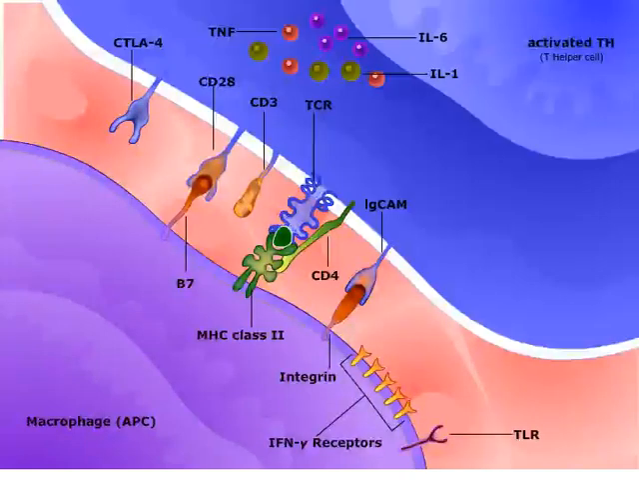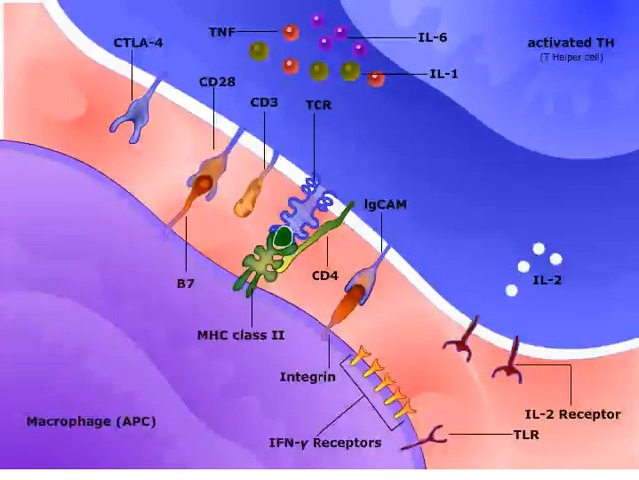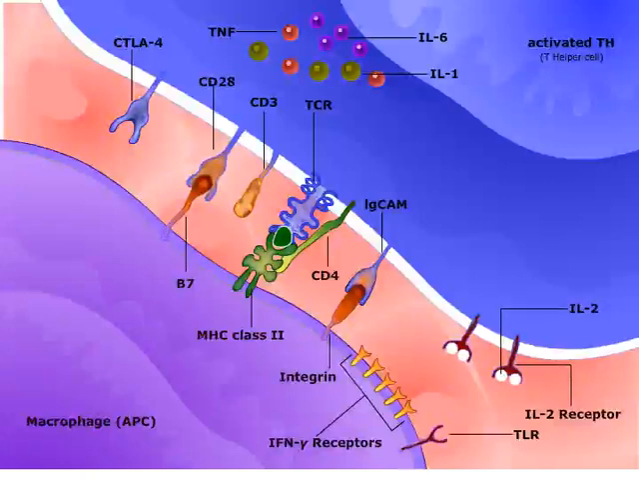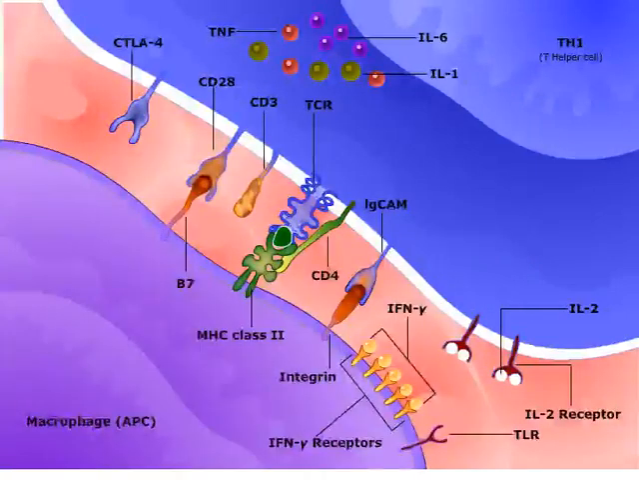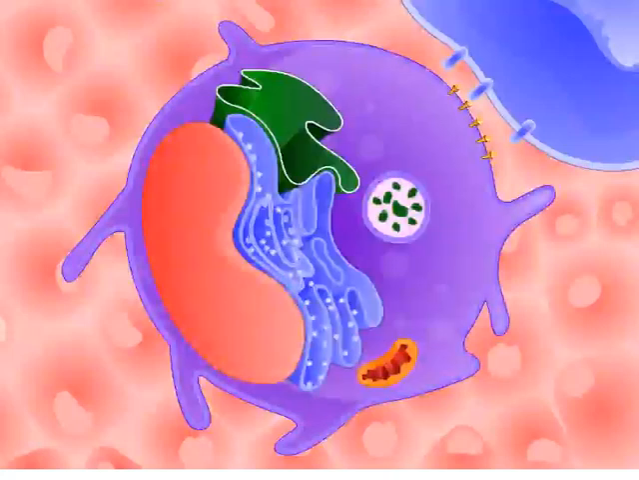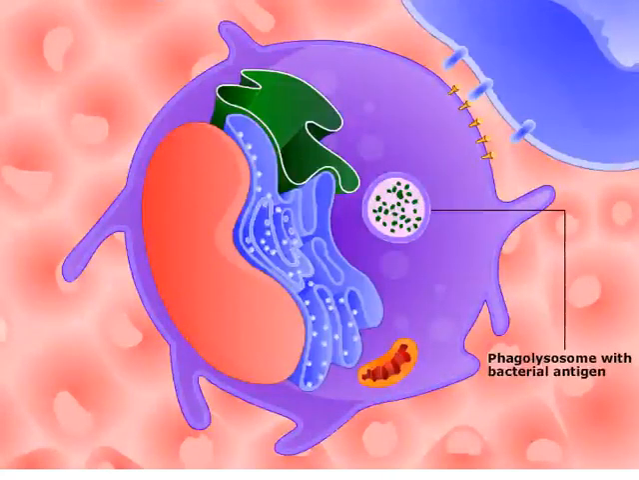Activated T cells then produce and secrete interleukin-2, which assists in the development and differentiation of CD4 T helper 1 or CD4 T helper 2 cells. T helper 1 cells produce interferon gamma. When interferon gamma interacts with macrophages, this increases their phagocytic ability and their capacity to digest pathogens.